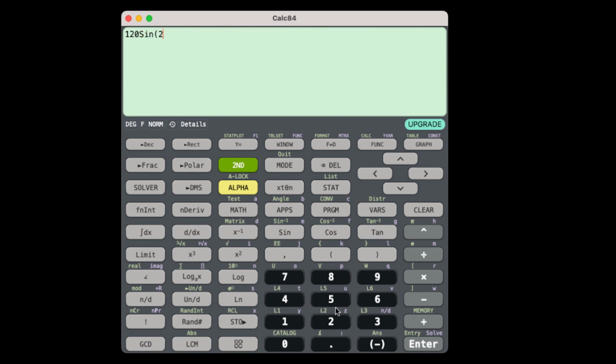Sine 25 degrees here. What do you get here? 50 point what? 50.7. And that's going to be in units of area, so that's feet squared. Okay, feet squared.